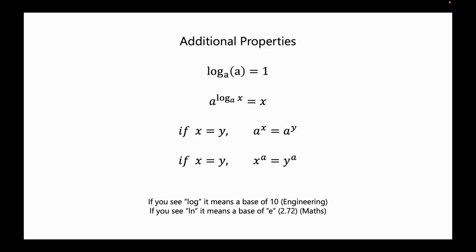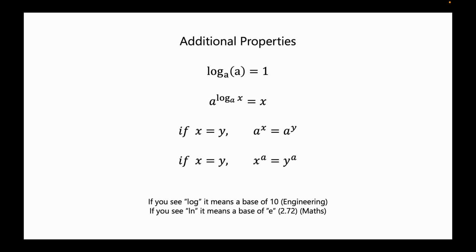Here's a few additional properties. Log with a base of a for a is just equal to 1, which makes sense. To get a, I'd have to put a to the power of 1, just one lot of a. a to the power of log with a base of a, x is equal to x. And I know if x is equal to y, then a to the power of x is equal to a to the power of y. x to the power of a is also equal to y to the power of a.